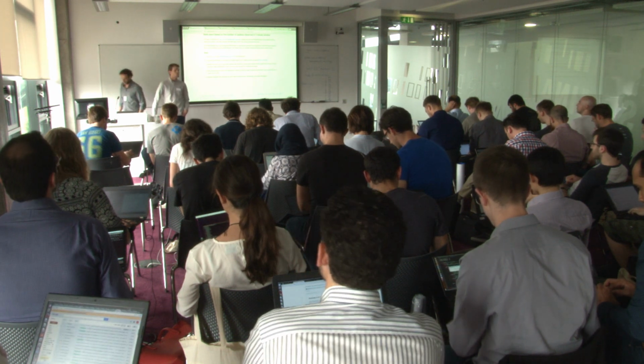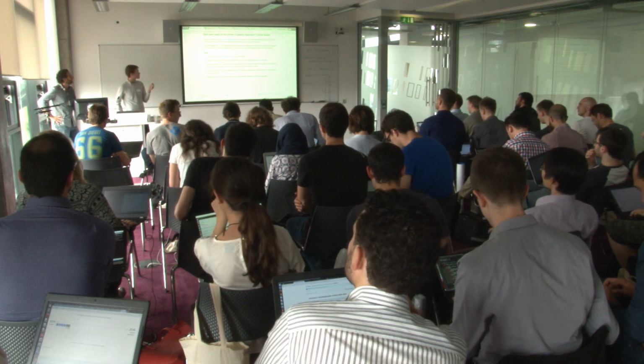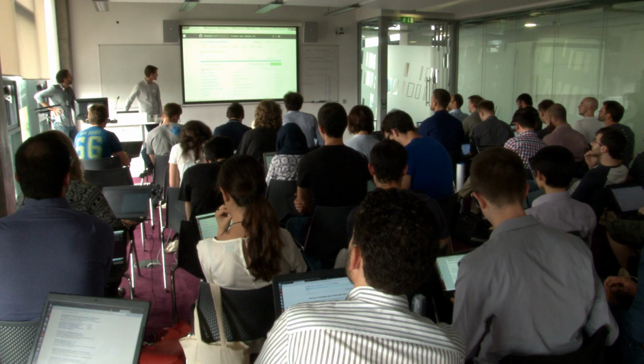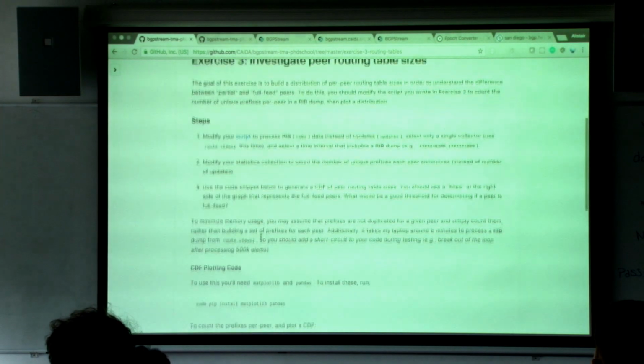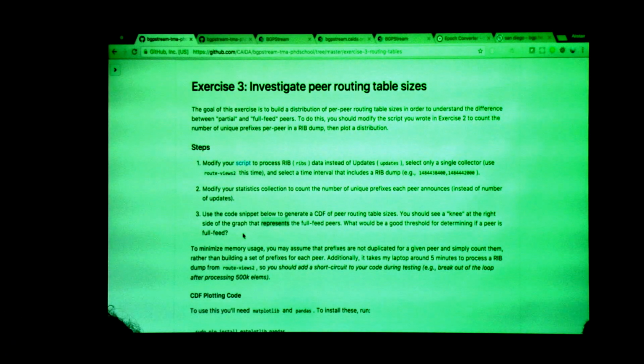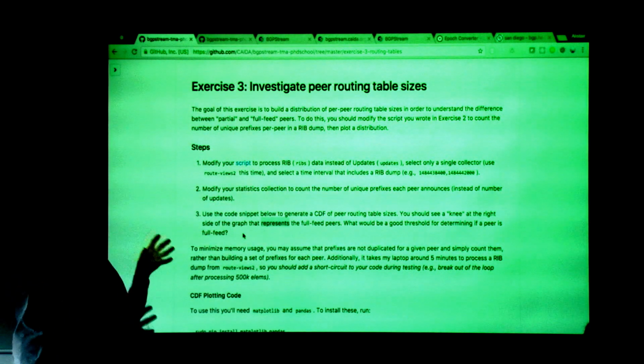So for those of you who want to move on to exercise 3, who aren't already on 7 or whatever, I've also added some extra information in the README for exercise 3 that gives a little more hints about how to do this. For exercise 3, it's going to be a very similar script to what you had for exercise 2. The idea here is that you're going to count the number of prefixes that each peer announces, and then plot a CDF of those prefix counts. What we're hoping to see is a CDF that, if you can recall, however many hours ago it was, Alberto mentioned the difference between partial and full feed peers.